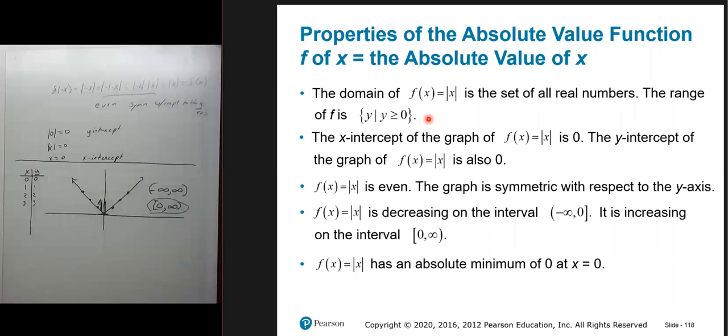The x-intercept of the graph is 0, and the y-intercept is also 0. The function is even, so it's symmetric with respect to the y-axis. And the function is decreasing up till you get to 0, and then once you get on the other side of 0, the function is going up. The y values are increasing.